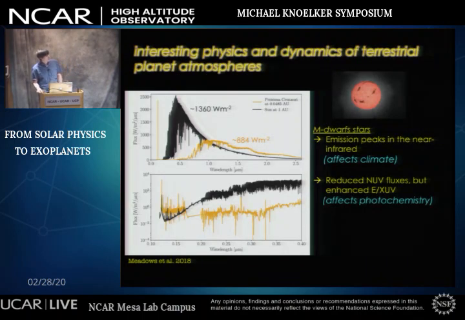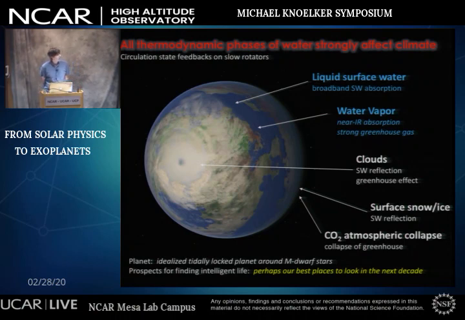Another thing that comes into play is the fact that the spectra of M-dwarfs are so red. You can see the comparison between the Sun and Proxima Centauri. And then also, M-dwarfs have reduced near UV fluxes but enhanced EUV and X-ray UV fluxes, which will affect photochemistry as well. So from the climate science point of view, we can think of this eyeball climate state in terms of the same forcings we talked about before.